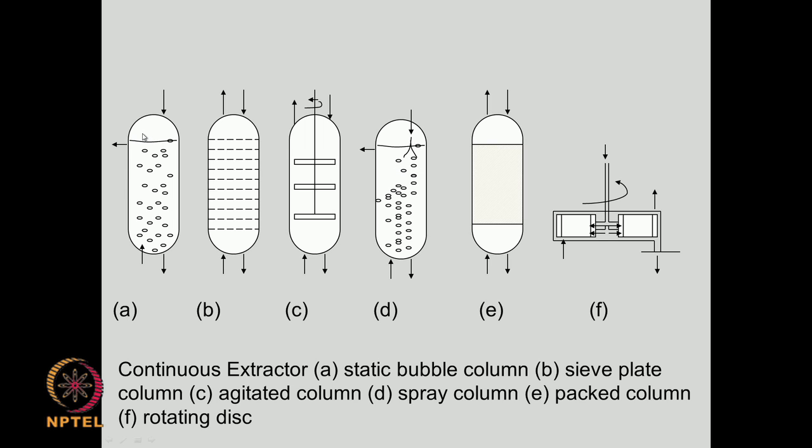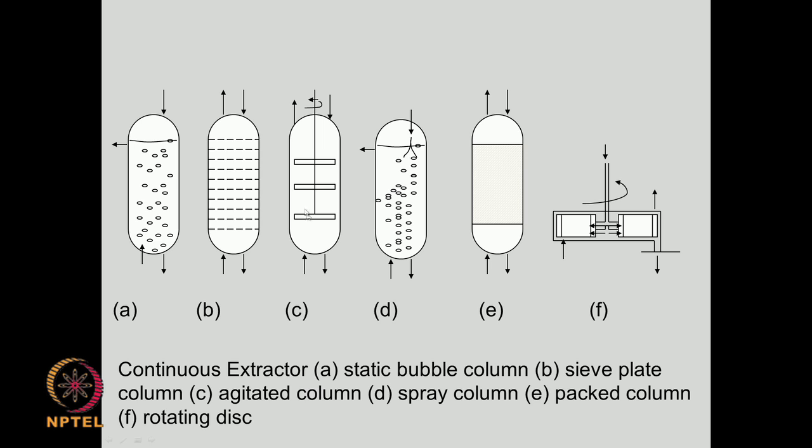This is a static bubble column, you can see there is no agitation here, it is a bubble column. So, the solvent is entering in the form of bubbles and we have the heavies coming down or vice versa also is possible. Then we have the sieve plate, you have lots of plates with holes, so that there is agitation because of small mixing that is taking place. So, we have in a counter current fashion, you have the solvent moving in one direction and the heavies moving in another direction or the feed moving in another direction.